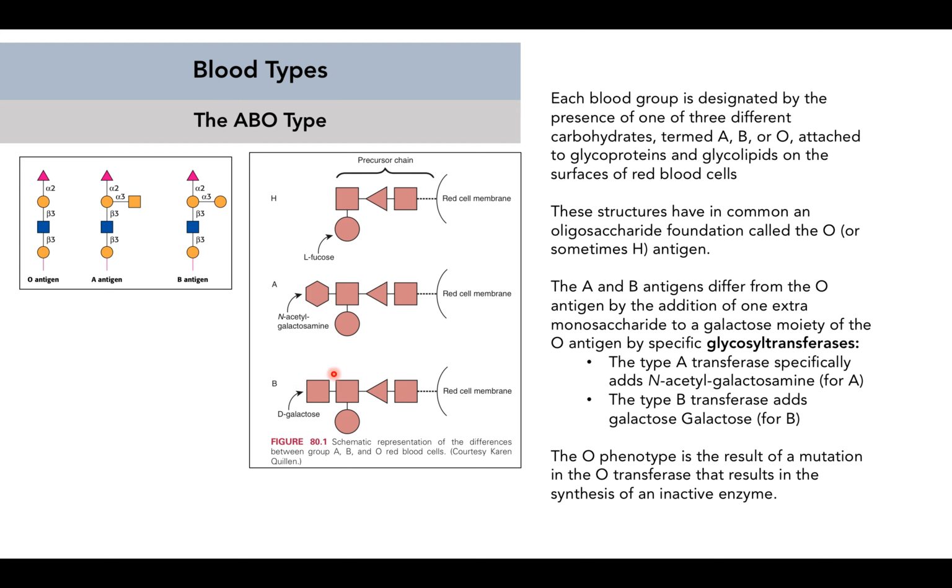And the reason why the O individuals don't have that is because we actually have a mutation. So I'm an O individual. O phenotypes occur as a result of a mutation in the O transferase, which means we don't have the enzyme, glycosyltransferase, that is required in order to add N-acetylgalactosamine or D-galactose onto the H antigen. So that's the reason why O people don't have that.